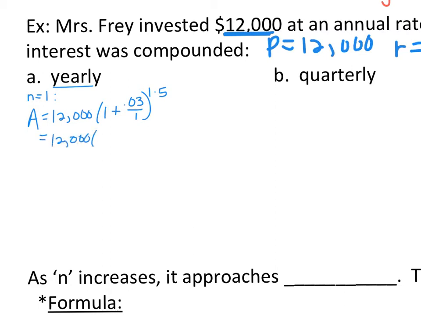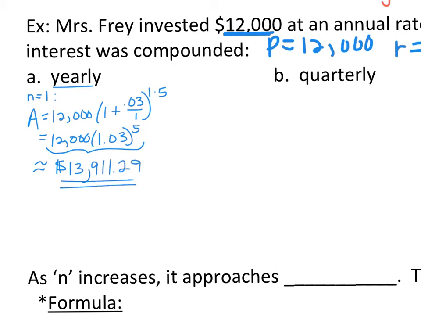12,000 on the outside. 1 plus 0.03 over 1 is simply 1.03 to the 5th power. Now you should be able to enter that all in at once on your calculator. 12,000 and then parenthesis 1.03 parenthesis, and use that little caret function to raise that to the 5th power. After 5 years at this percent, I would have approximately $13,911.29. Make sure you can plug that in to get the same amount.